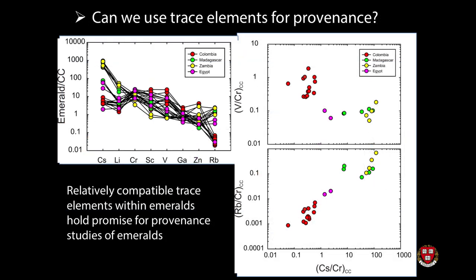Carrying on with my next question: can we use trace elements for provenance? Well, I think we can. There is a lot of promise to do that. Going back to these 8 elements that are relatively compatible in emeralds, we see how Colombia, Egypt, Madagascar, and Zambia are quite distinct. If we look at the ratios of cesium versus chromium normalized to continental crust, and rubidium versus chromium, and vanadium versus chromium, you see how all those different localities are quite distinct.